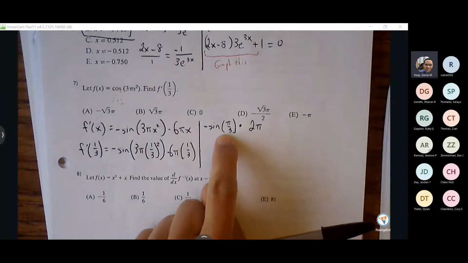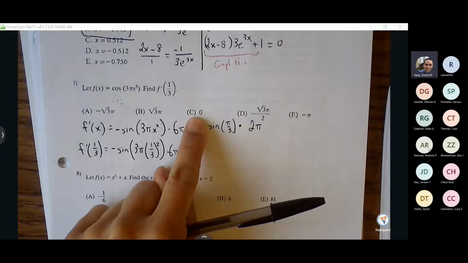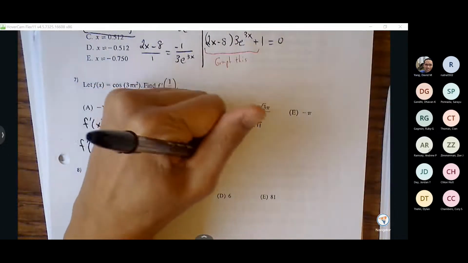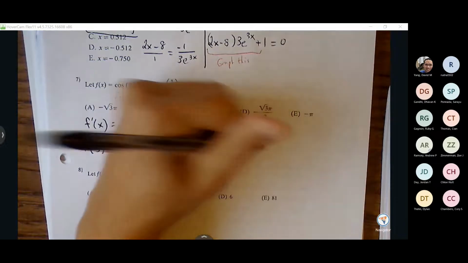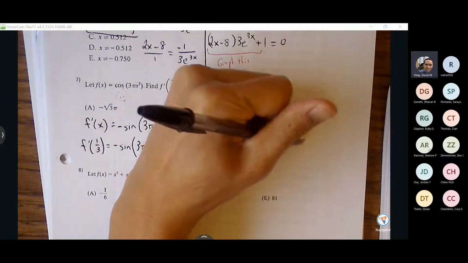Okay, so unit circle values. Sine of pi over 3 is √3/2. Keep the negative there. 2's cancel out, -√3 pi.